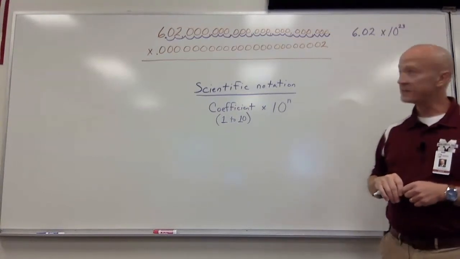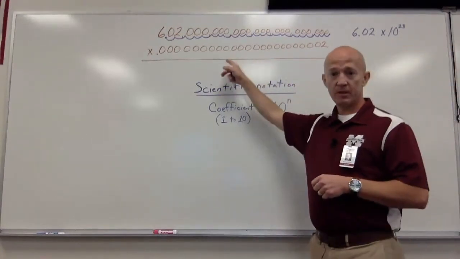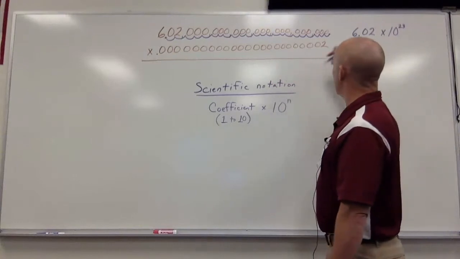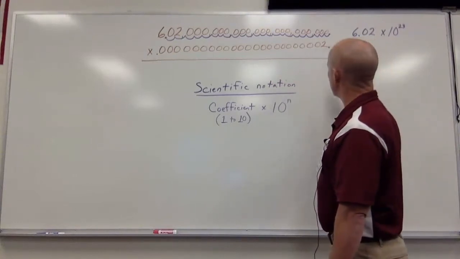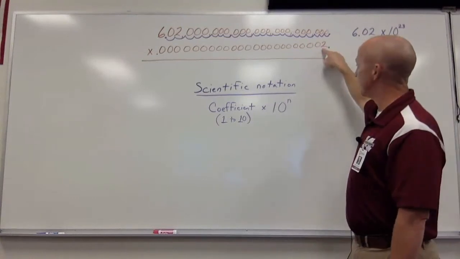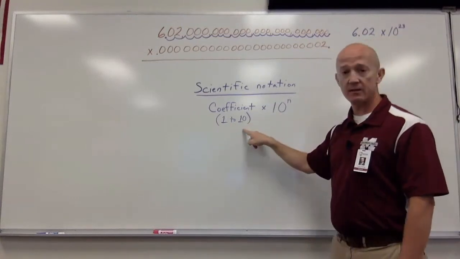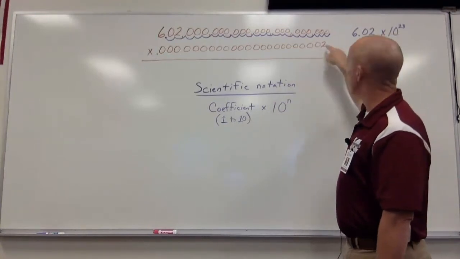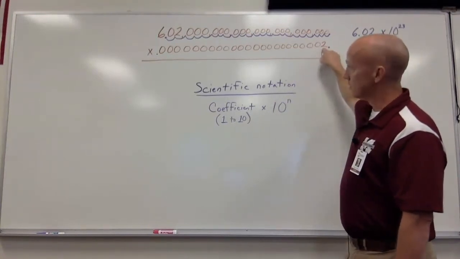Now, let's take a look at this second number. It's an extremely small number, and let's see how many places we need to go in order to get the decimal right here. Why? Well, we want our coefficient to be a value between 1 and 10. So not 0.2, not 20, but 2. So here we go.